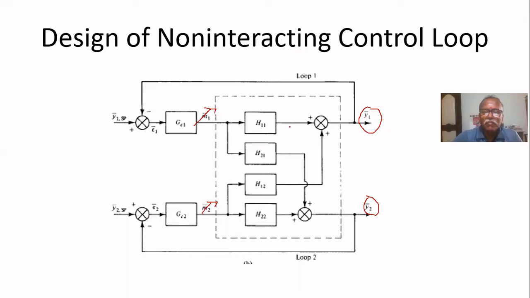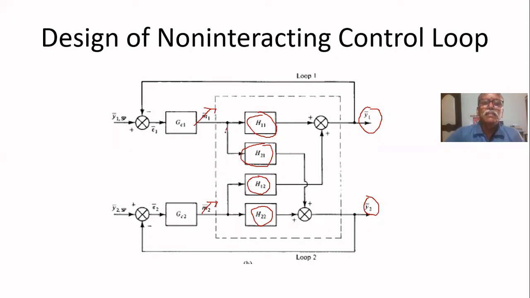For that, we can obtain a mathematical model. The dynamics between M1 and Y1 is represented by H11. Dynamics between M1 and Y2 is represented by H21. Dynamics of M2 with Y1 is represented by H12. Already I said, the first suffix represents output, the second suffix represents input. H22 represents the dynamics between M2 and Y2.